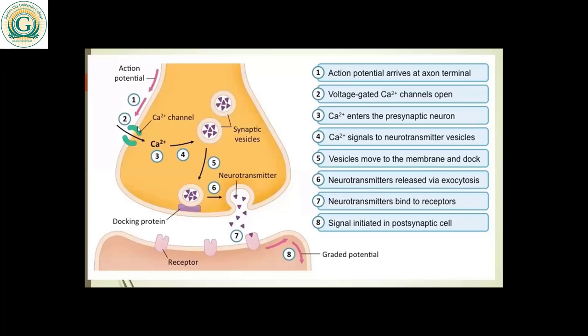So when the impulse gets here, this voltage-gated calcium channel opens. When it opens, it causes the influx of calcium into the cell. When I say influx of calcium, I'm just saying calcium will move from the external into the cell. And just to remind you again, we stated that calcium is in higher concentration outside. So in the extracellular fluid, you have more calcium than the inside. So calcium will move from its higher concentration outside to its lower concentration inside.